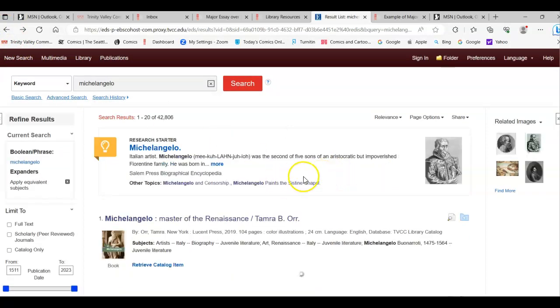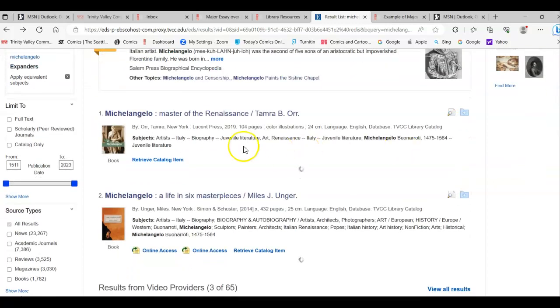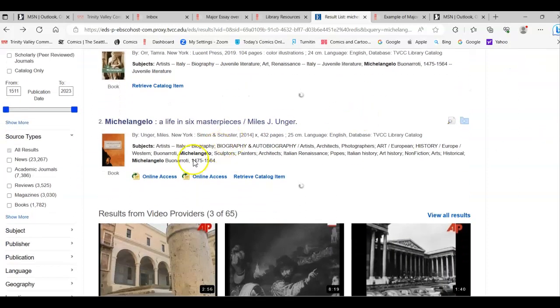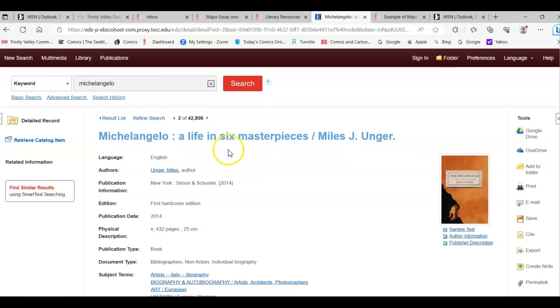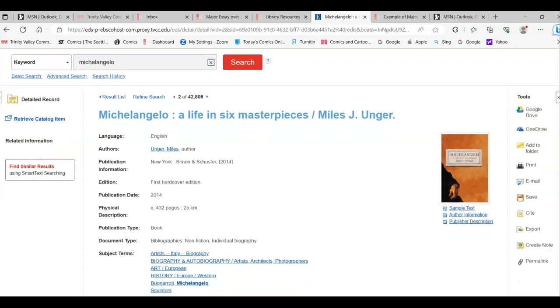And then you have access to textbooks, books. That's what this one is. Some of these are online. Some of these are through our library, but this one you have online access to the book. And just to give you an idea why this is a really good one to look at, you'll see the title, A Life in 6 Masterpieces. And so what it does, it gives you detail.